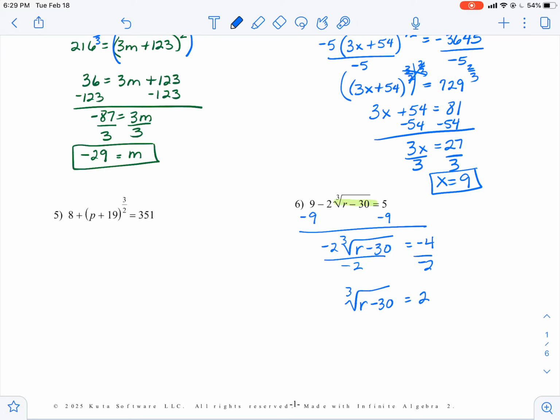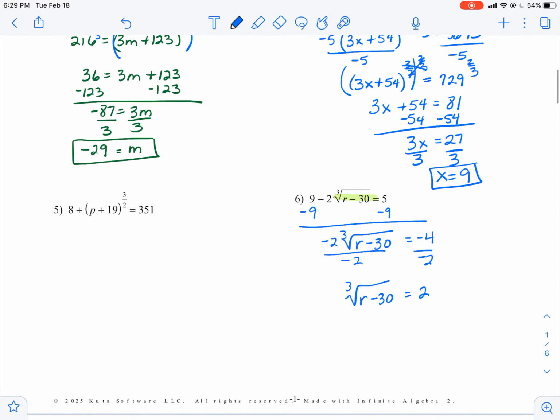Now remember, when we have a square root, we square both sides. So if we have a cube root, we're going to cube both sides. The cube and cube roots cancel. I have r minus 30 equals 8, and move 30 over, and we get 38. Final answer, and I'm done.